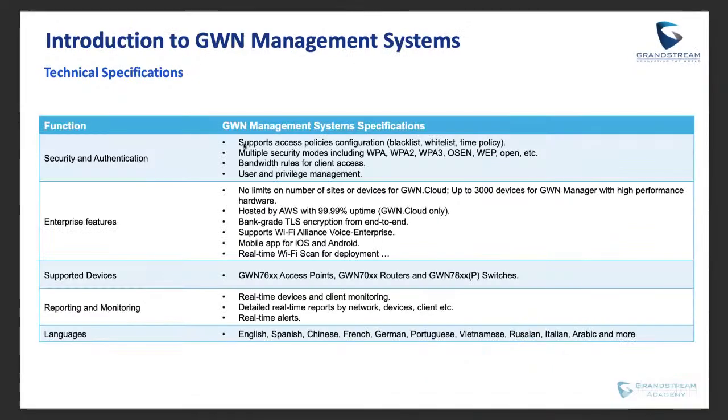So these are the technical specifications for GWN. So you have WPA, multi-security levels, bandwidth rules, user privilege management, no limits on sites or devices on the GWN cloud, but you do have limits on your devices for the GWN Manager. But as I said, because it's on site, I don't think you're connecting 3,000 devices on the same network. Or if you are, well, congratulations, you are a really, really good installer.